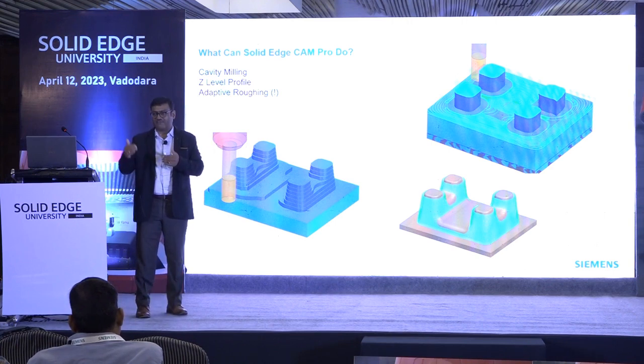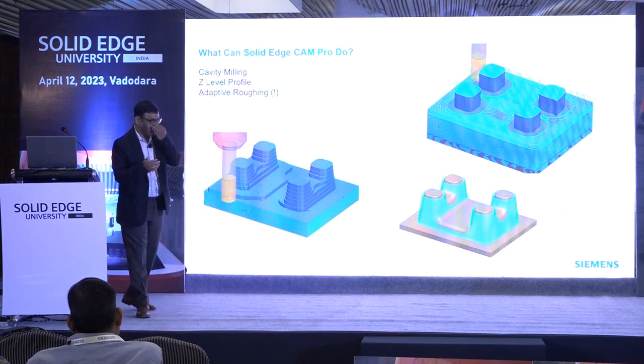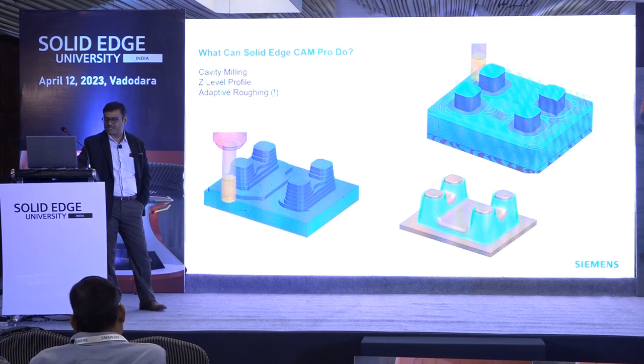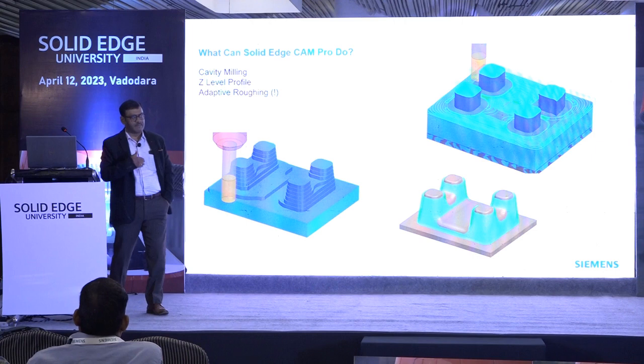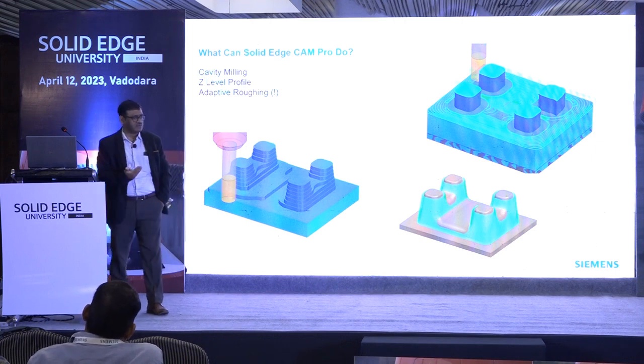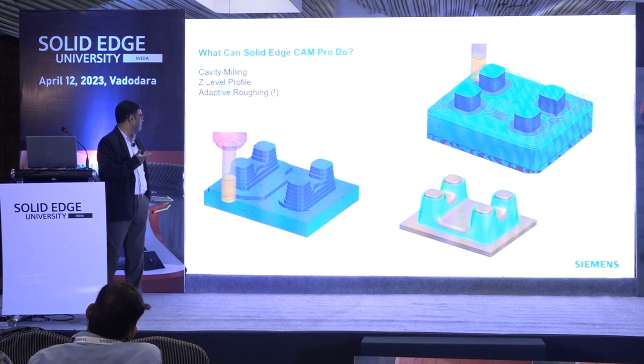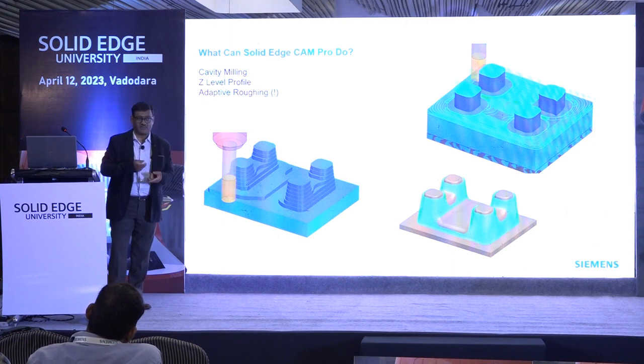But if your manufacturing is not automated, lead time is more because of the manufacturing and the quality. That area needs to be automated, right? So in Solid Edge CAM Pro, what we have done is mainly 3-axis milling. Let's say you are a mold and die maker. You want to do roughing, semi-finishing, or we have introduced the latest technology, adaptive milling.